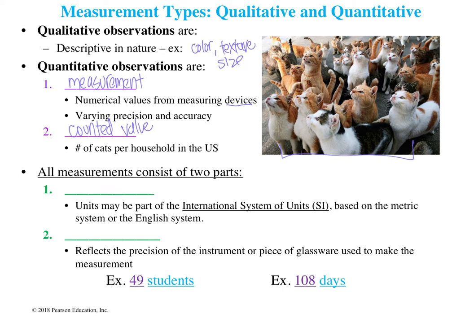Each type of measurement is going to involve a unit. The units we're going to mostly use in this class are the SI units, so basically metric units. And then numerical values, so the number part of the measurement, will be based on the scale of the instrument and the precision that you use to make the measurement. So we could have 49 students in the class. The 49 would be the numerical value, students would be the unit, so that would almost be like a counted value, and then 108 days in the semester, so 108 is a number and days is the unit.